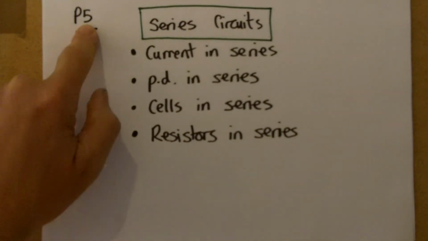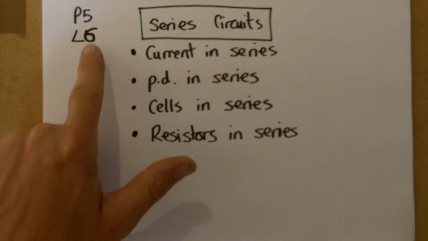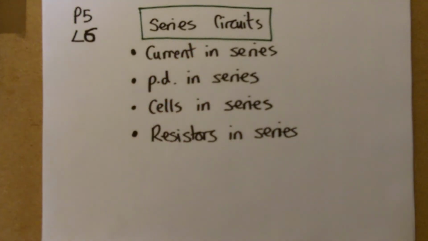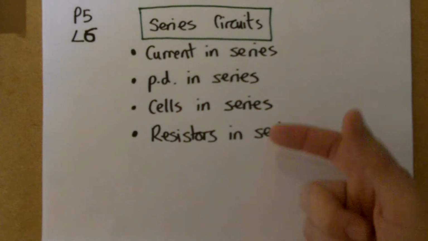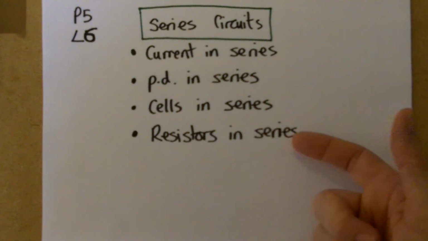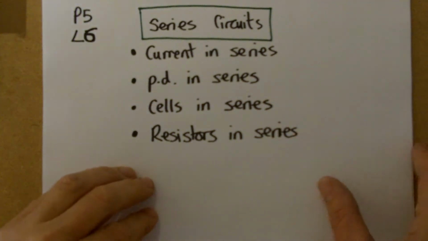This is Unit P5, which is all about electricity, and this is Lesson 6, Series Circuits. So we're going to examine what happens to current in series, potential difference in series, when you put cells in series, and when you put resistors in series.